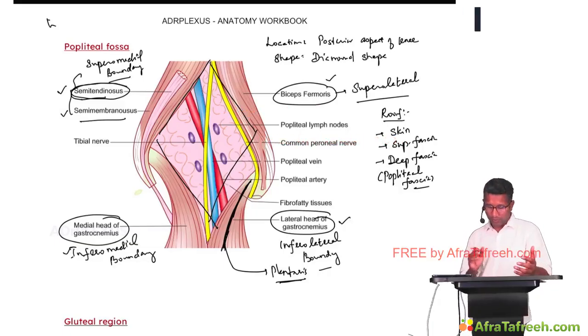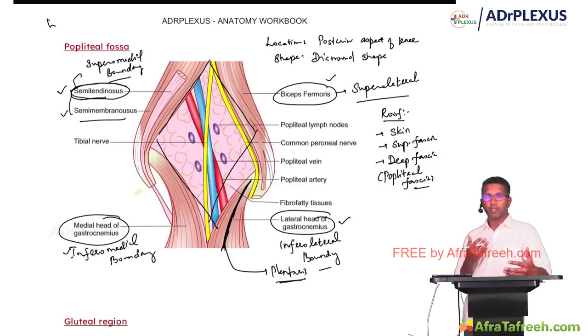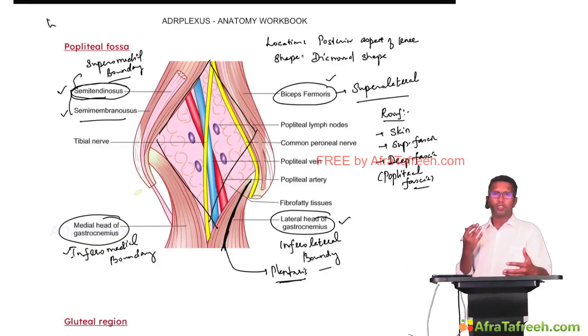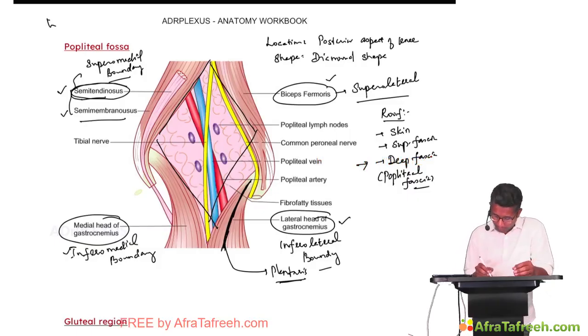In a similar way, in the neck region, the deep fascia has an investing layer, a pretracheal fascia, and a carotid sheath. All these deep fascias in the neck are given special names, and the deep fascia in the popliteal region is called the popliteal fascia.